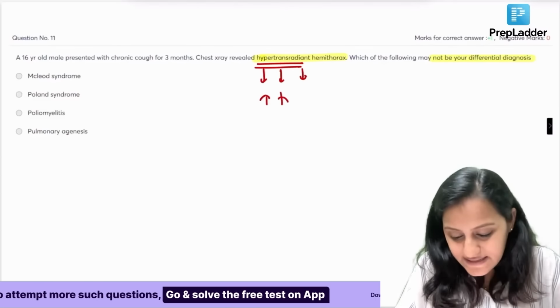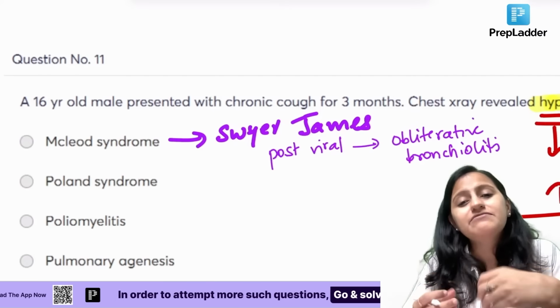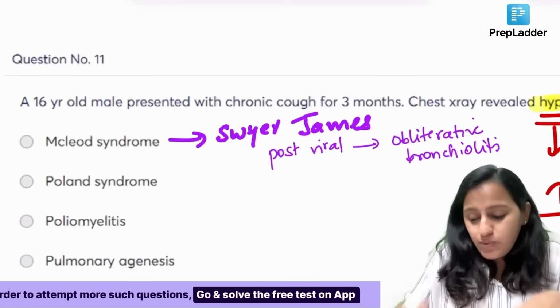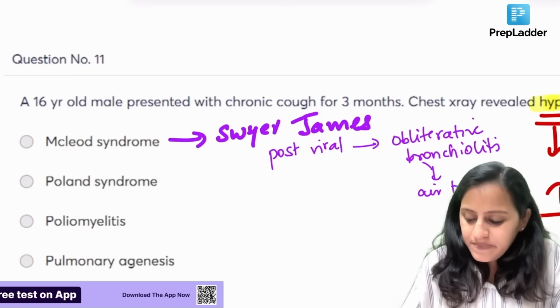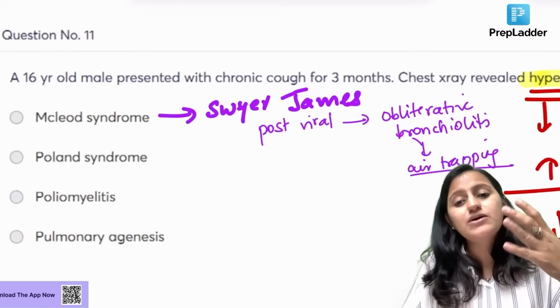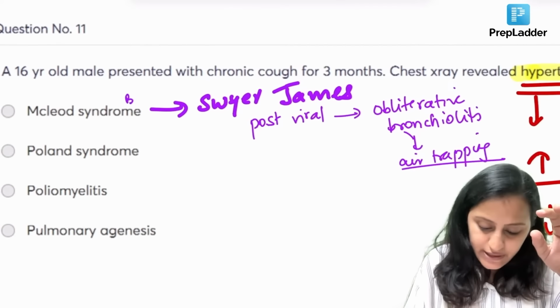So what is this McLeod syndrome or Swyer-James syndrome? It is obliterative bronchiolitis, post-infective. It generally follows a post-viral infection and there is obliterative bronchiolitis. That means the bronchioles get inflamed, they get obliterated. So what you will see is a lot of air trapping. Okay, so if there is a lot of air, it will look black. So this is going to be black.